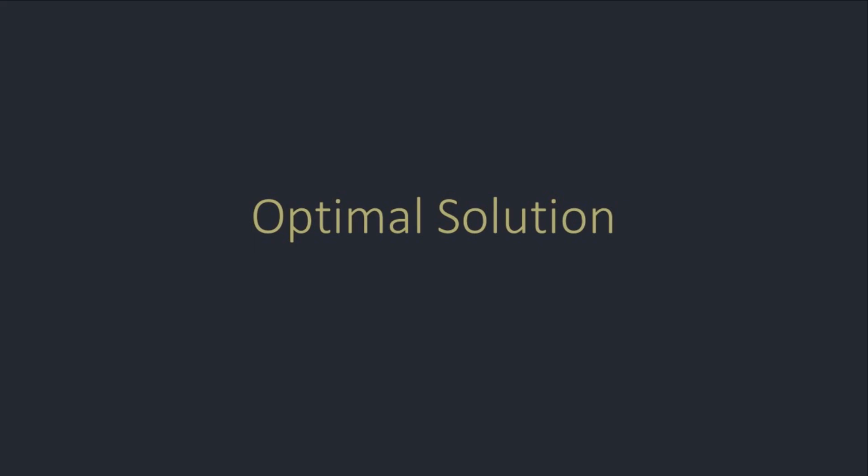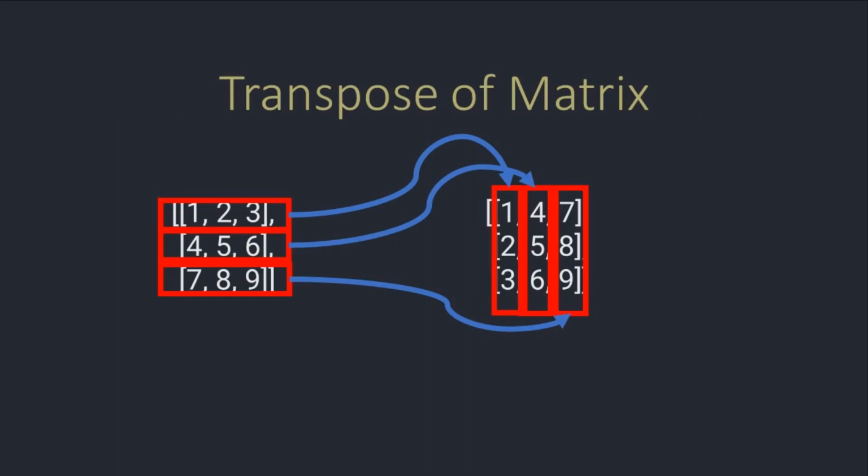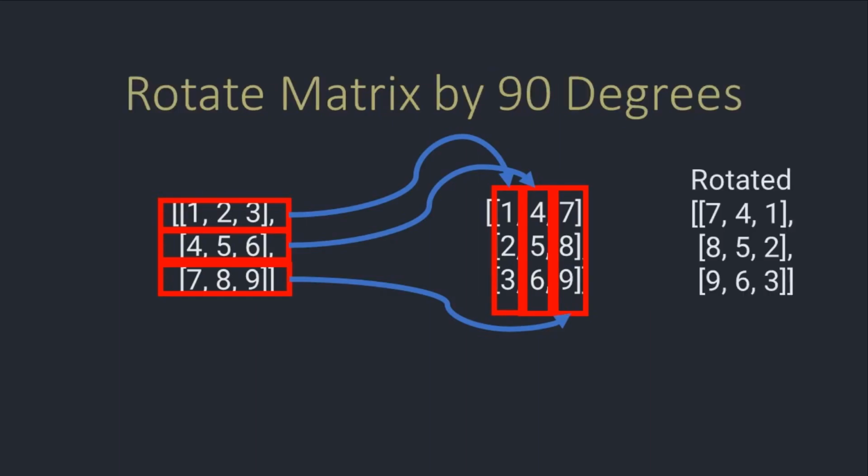In the optimal solution, we can reduce the space complexity to O(1) by using the same input matrix to store the rotated matrix. We can observe in the rotated matrix, rows become columns. If you had studied matrices in mathematics, you would know the transpose of a matrix changes the rows to columns, but the result of the transpose of the matrix would not be the same as that of the rotated matrix.